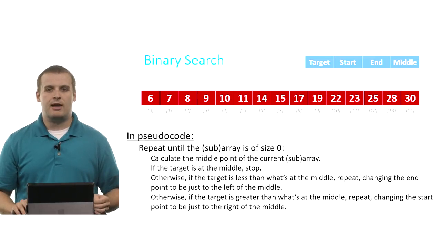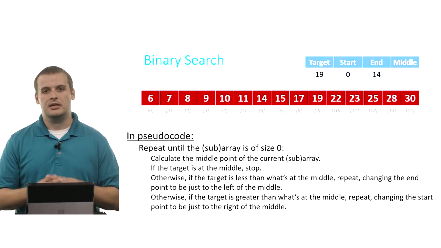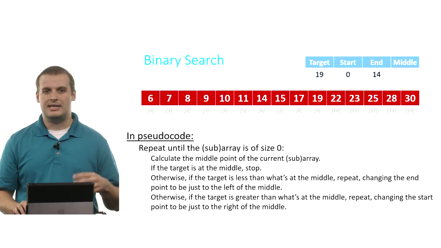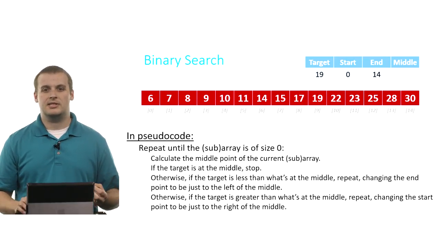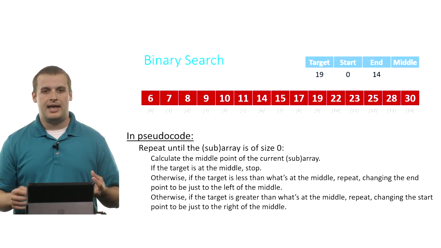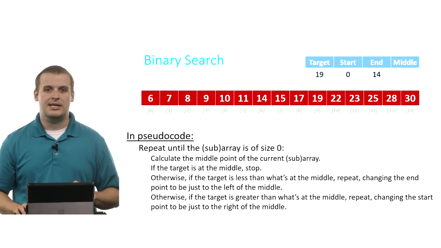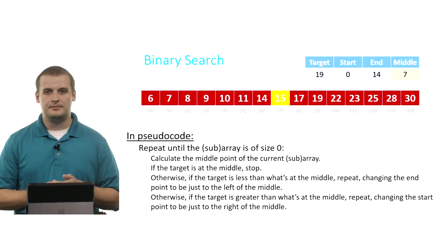So the first thing we need to do is calculate the midpoint of the current array. Let's say, first of all, we're looking for the value 19. We're trying to find the number 19. The first element of this array is located at index 0, and the last element of this array is located at index 14. And so we'll call those start and end. So we calculate the midpoint by adding 0 plus 14 divided by 2, pretty straightforward midpoint. And we can say that the midpoint is now 7.